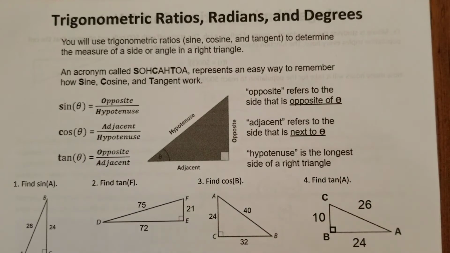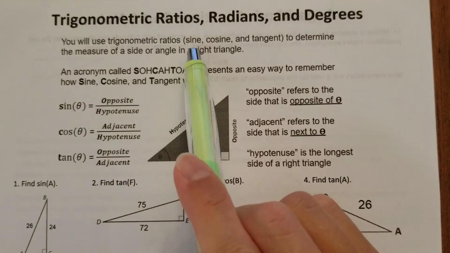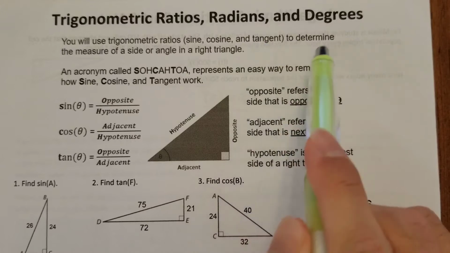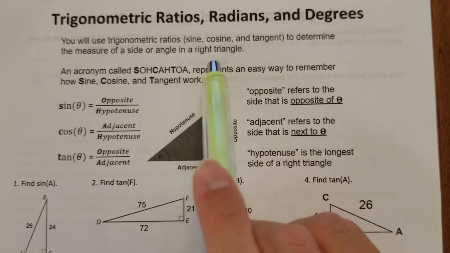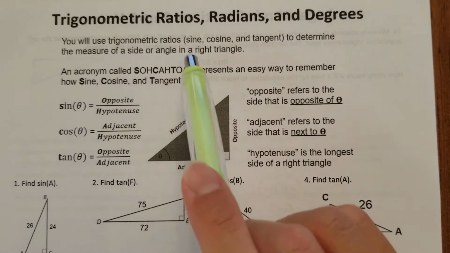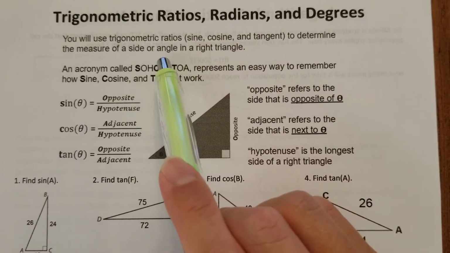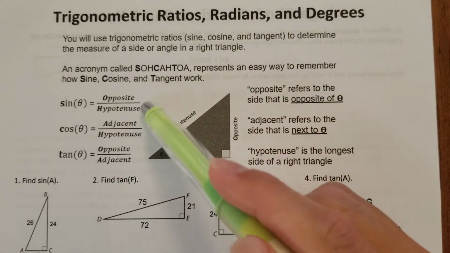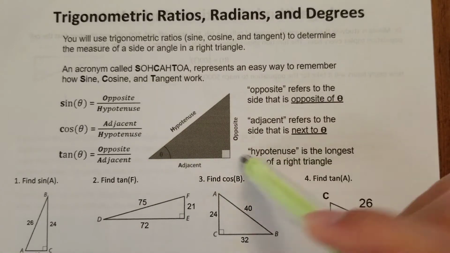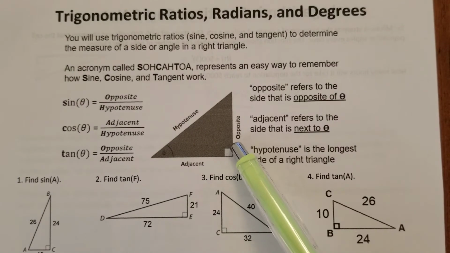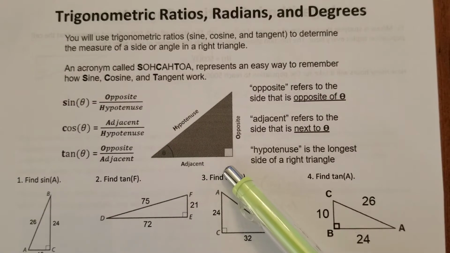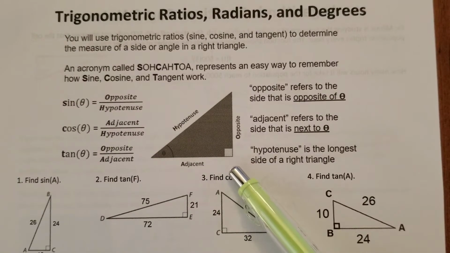But you can use trig ratios, so sine, cosine, and tangent, to determine the measure of a side or angle in a right triangle. In order to find the measure of an angle, that would be using inverse functions of these. But what we're going to focus on is how you can find sides.